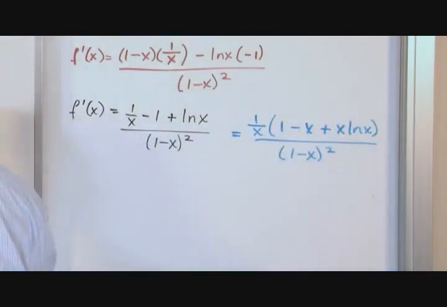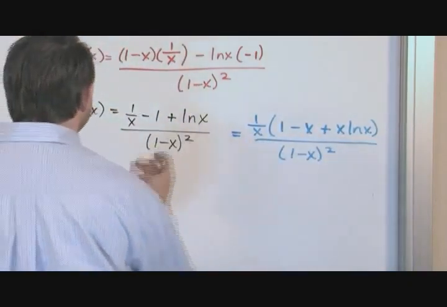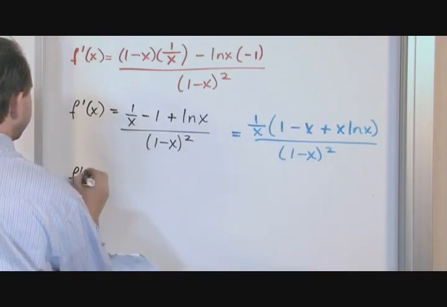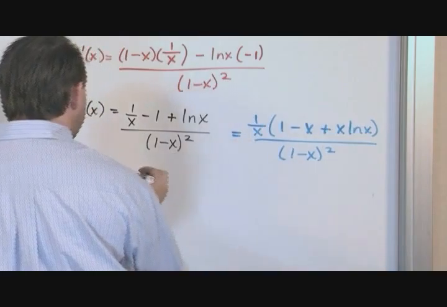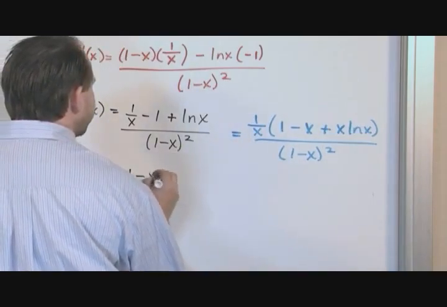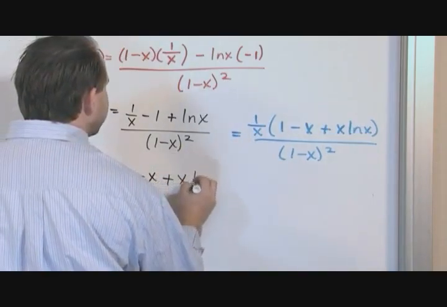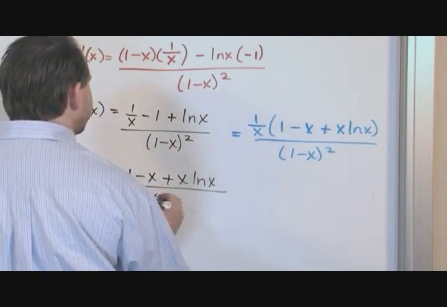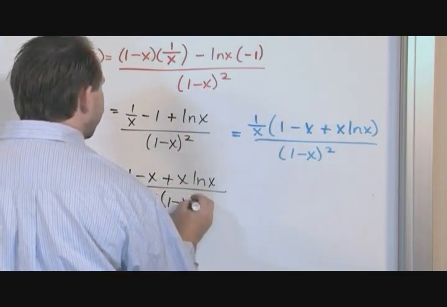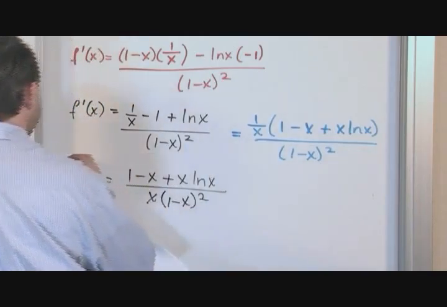Why am I doing that? Because if I do this, then the final answer can be written as: this 1 over x on the top, I can move it to the bottom. So on the top, I'll just have 1 minus x plus x times natural log of x, over, this x comes down, x times 1 minus x squared. And that's the answer.